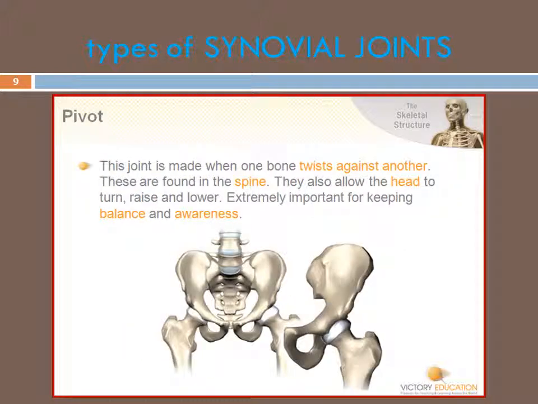And then we've got these pivot joints. So the classic pivot joint is where the skull connects to the vertebrae, and it just allows rotation, so you can turn your head from left to right.